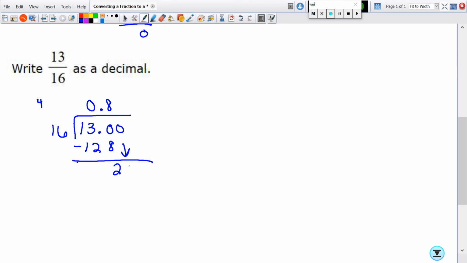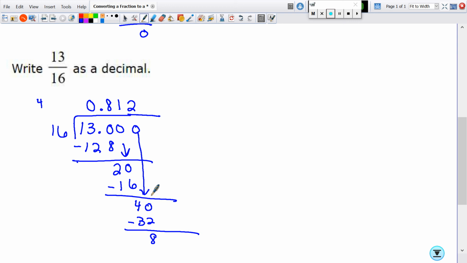Bring down the 0. 16 goes into 20 one time. 1 times 6 is 6. 1 times 1 is 1. Subtract. 20 take away 16 is 4. You don't have a 0 yet on the bottom, so you have to keep going. 16 goes into 40 2 times. 2 times 16 is 32. Subtract: 8. That's not 0, so you keep going.